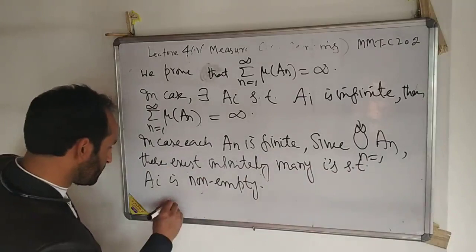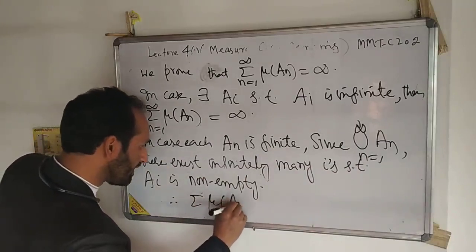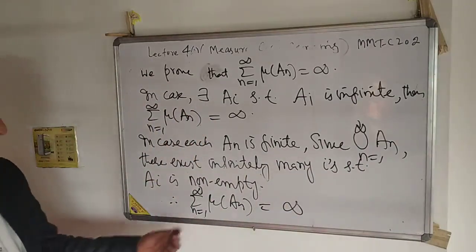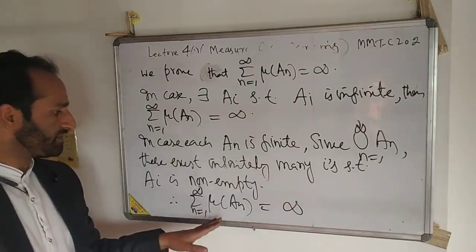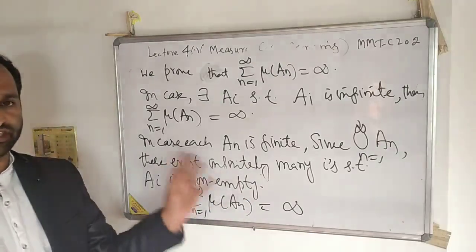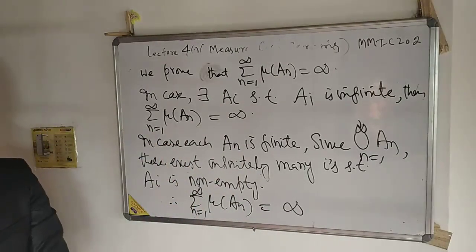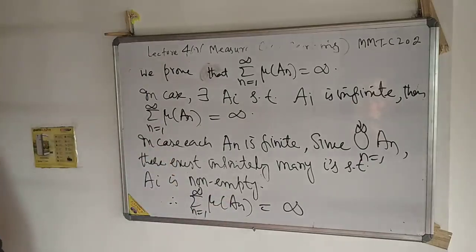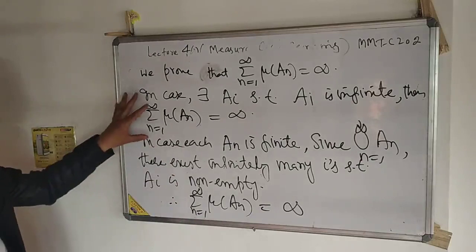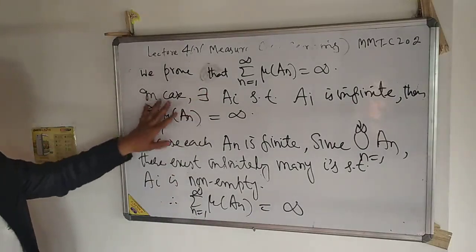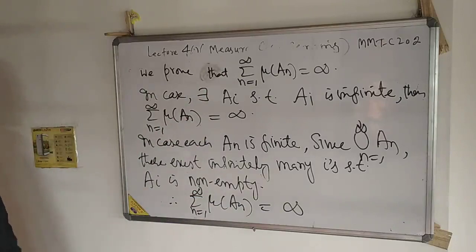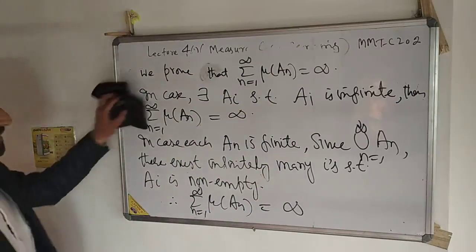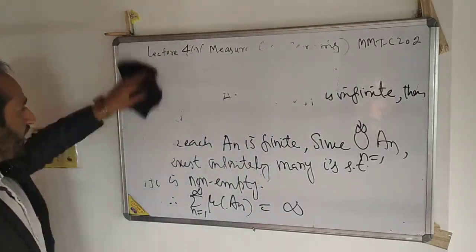So therefore the summation of mu of A_n, n from 1 to infinity, must be equal to infinity, because there are infinitely many A_i such that A_i is non-empty. So the measure of those sets must be greater than or equal to 1. This repeats infinitely many times in the sum, so it will be infinite. Therefore, in this case mu of the union is equal to infinity, and the sum of mu of A_n is also infinity. So that proves the sigma additive property in this case, where the union is an infinite set. Now we assume that the union is finite.